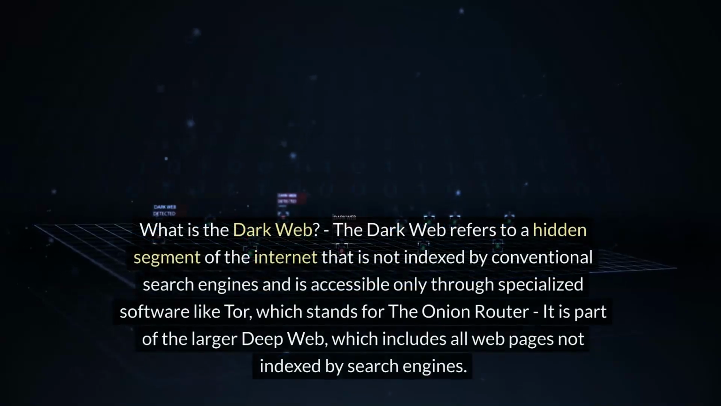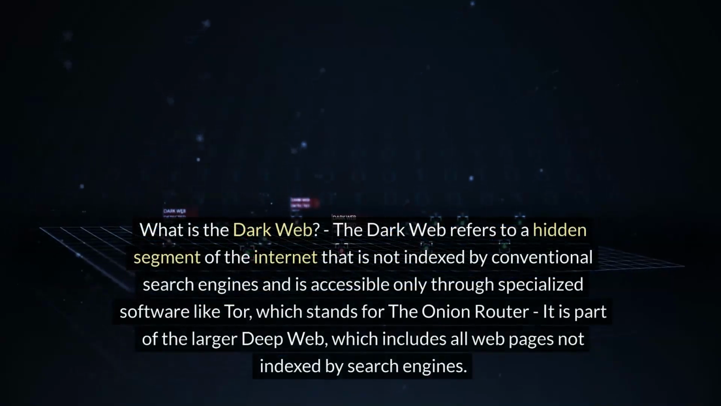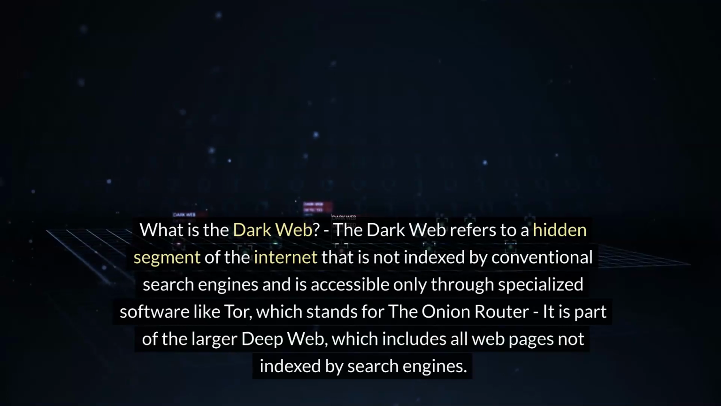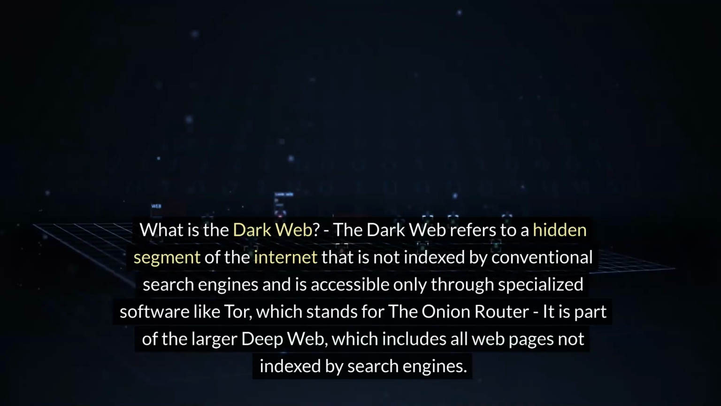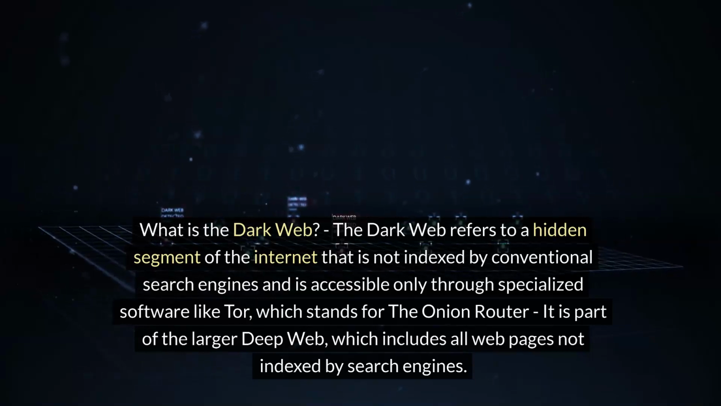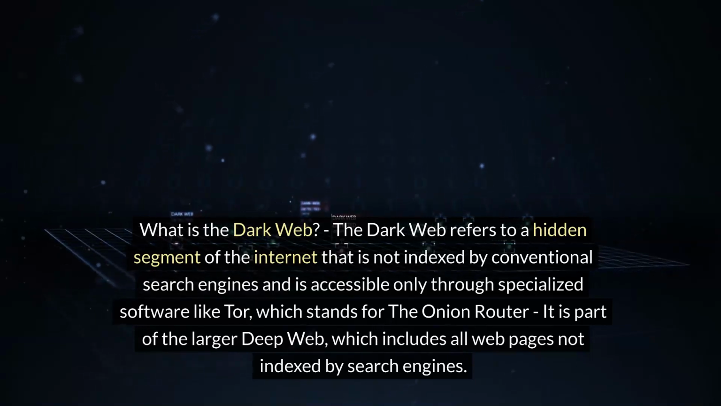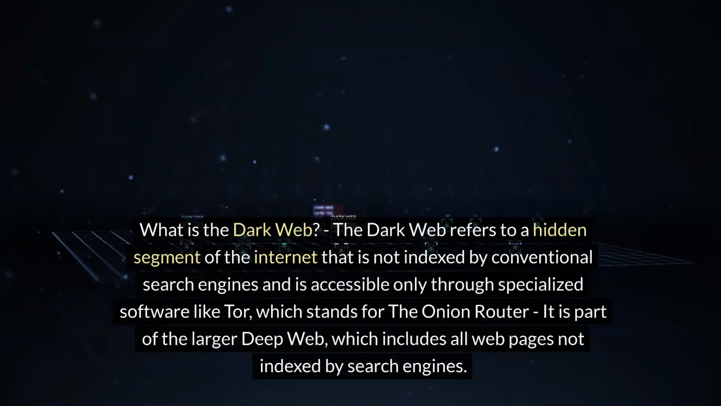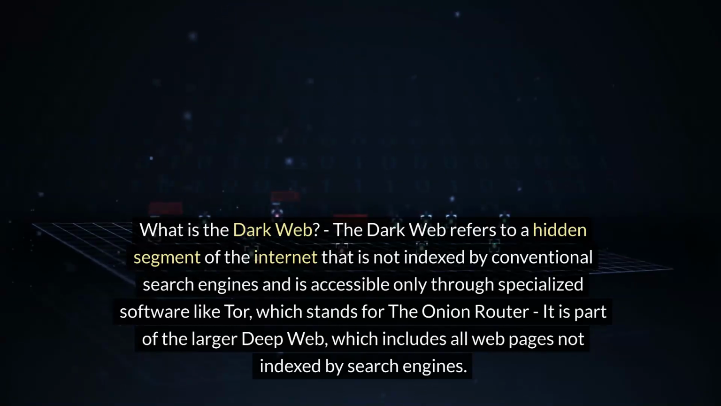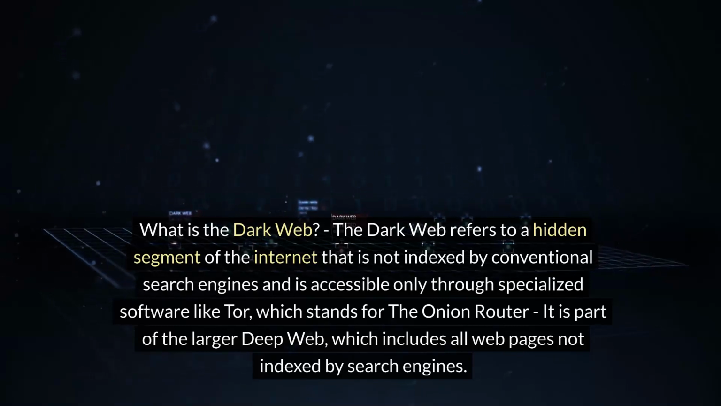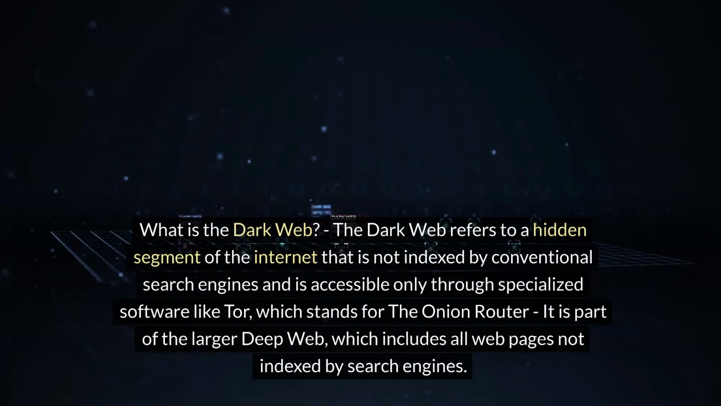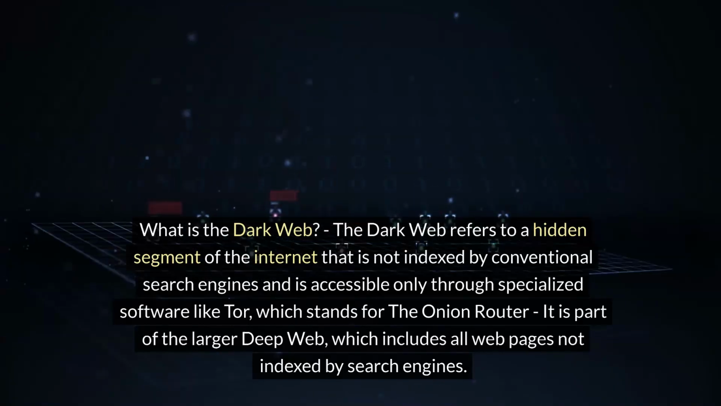What is the dark web? The dark web refers to a hidden segment of the internet that is not indexed by conventional search engines and is accessible only through specialized software like Tor, which stands for The Onion Router. It is part of the larger deep web, which includes all web pages not indexed by search engines.